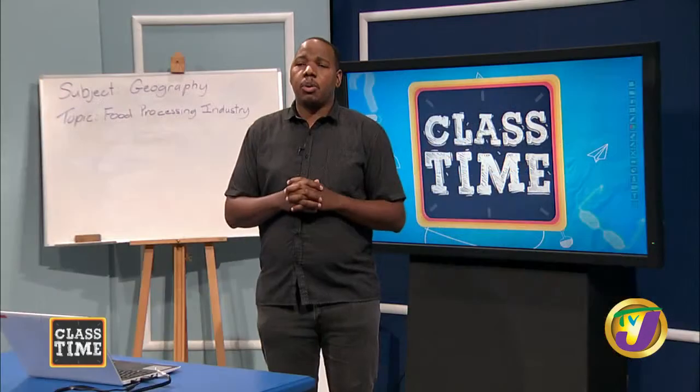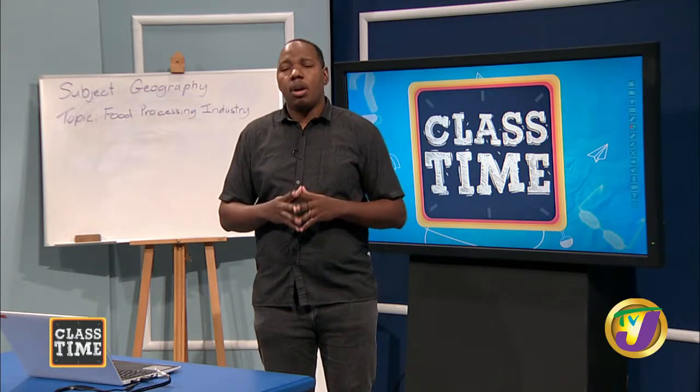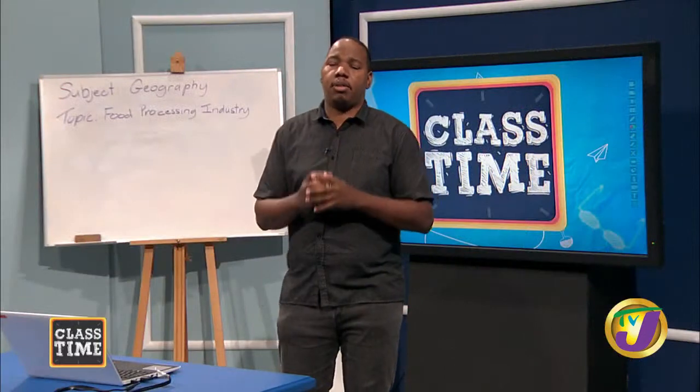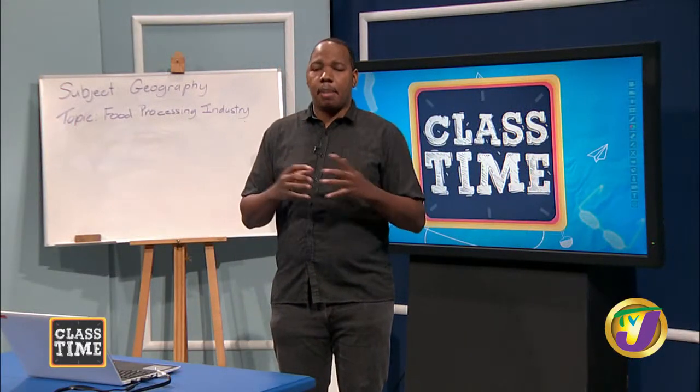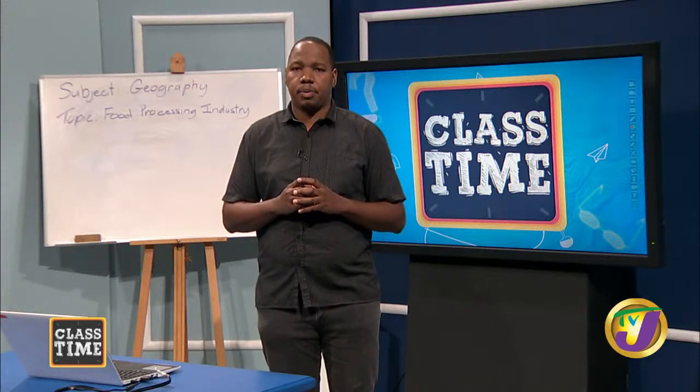But these are foods that are very, very commonly consumed. Now, for canning, food is heated to a very high temperature. This process is called pasteurization. And the food is then packed in an airtight container, an airtight can. Sometimes jars are even used, and that is also considered a form of canning. So glass jars might be used, and that could be considered an expression of canning as well.